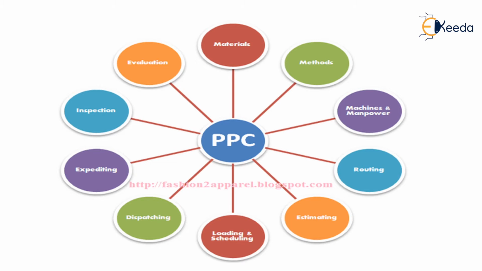Hence, our production planning and control consists of this entire cycle where different things like materials, methods, machines, manpower, routing, estimating, loading and scheduling, dispatching, expediting, inspection, evaluation, etc. is generally being done to finally produce a product from its initial stage to the marketing stage or its selling stage.